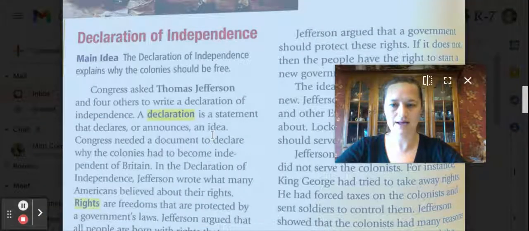Okay, so down here, this is a very famous part of the Declaration of Independence.